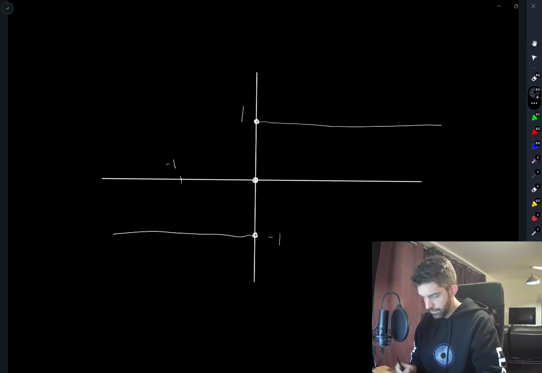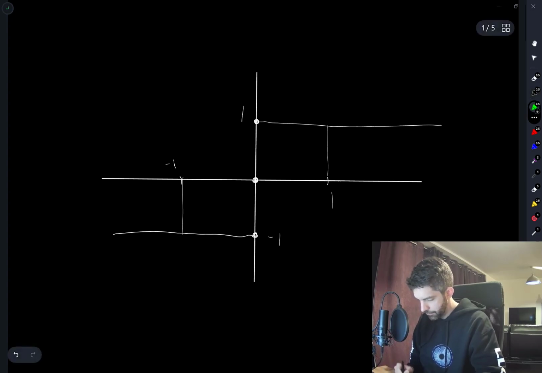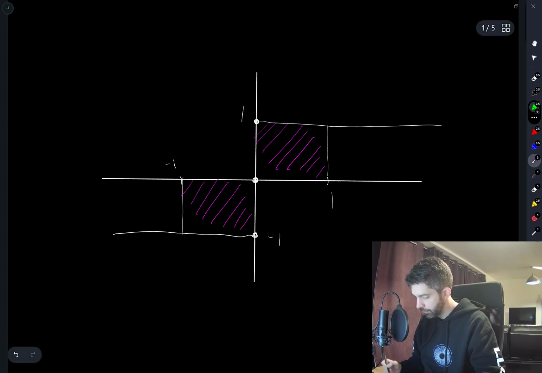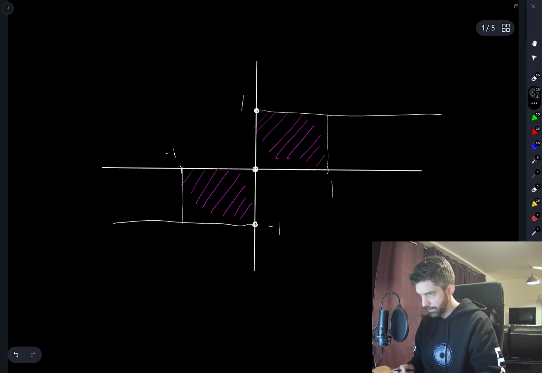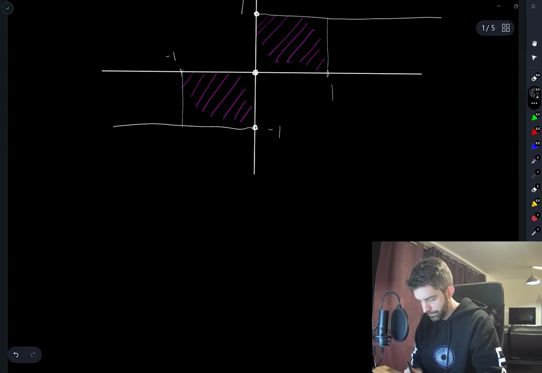So if we integrate from negative 1 to 1, we just have these two areas. Of course, we're taking a difference of these areas, though, because the function is negative here. And so the answer is going to be 0.